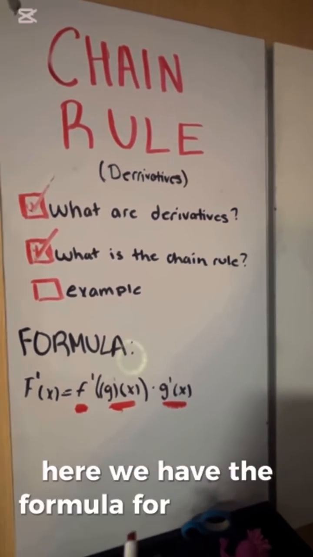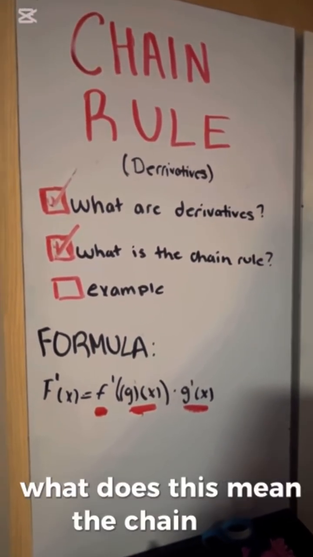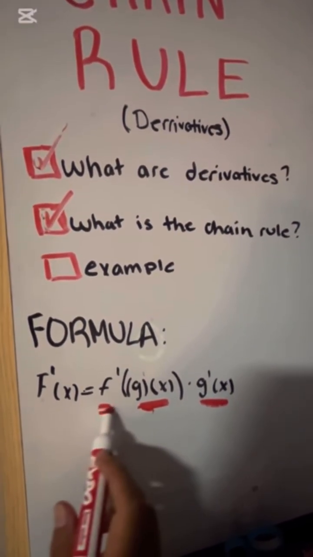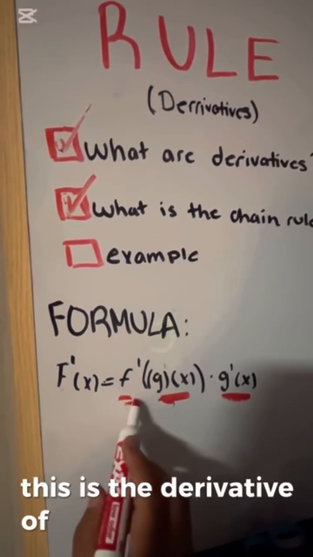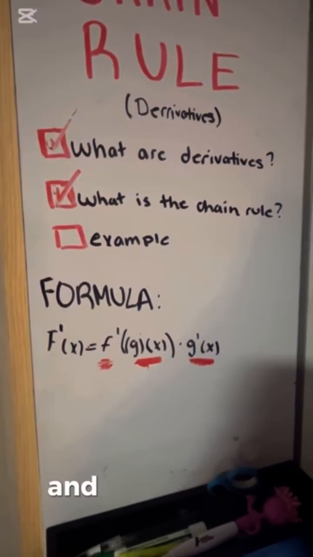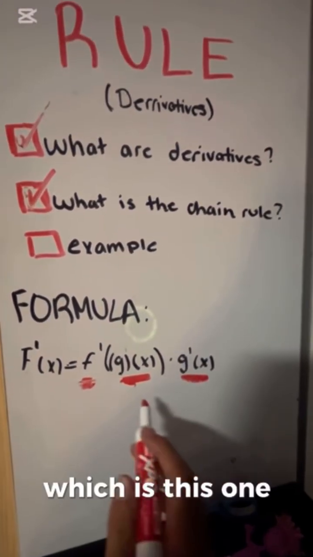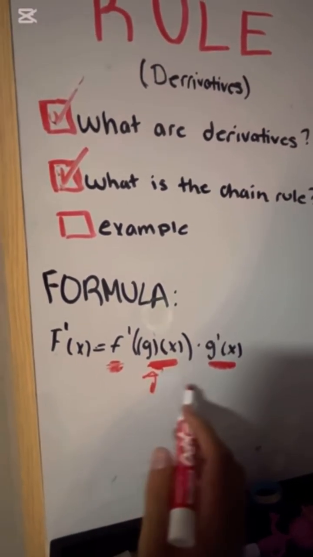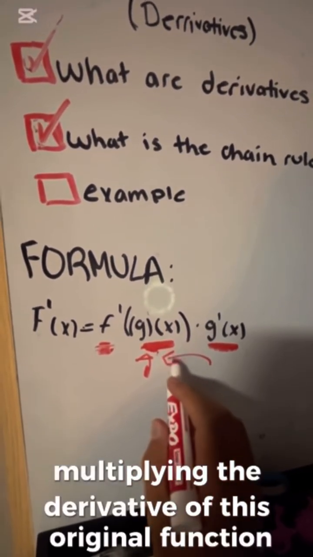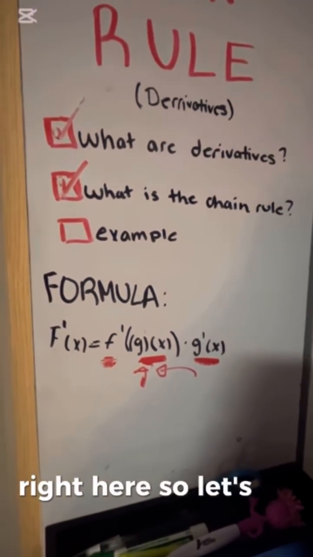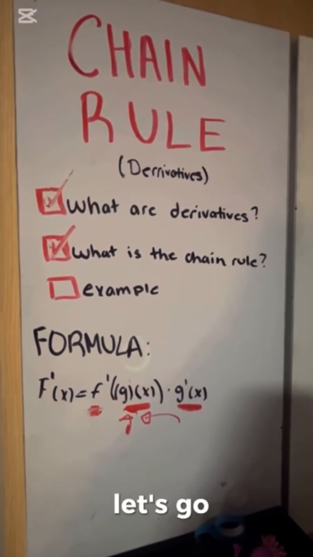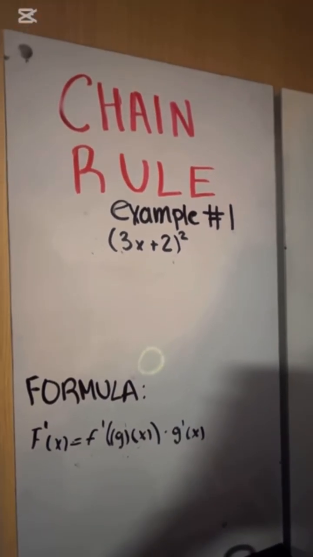Here we have the formula for the chain rule. What does this mean? The chain rule formula shows us that we first must take the derivative of the outer function, which is this one. This is the derivative of the outer function. And keeping the inside function, which is this one, untouched. And then later multiplying by the derivative of this original function right here. So let's get into it. I'm sure you'll understand everything once I do this example. Let's go. Ladies and gentlemen, let's get started here.